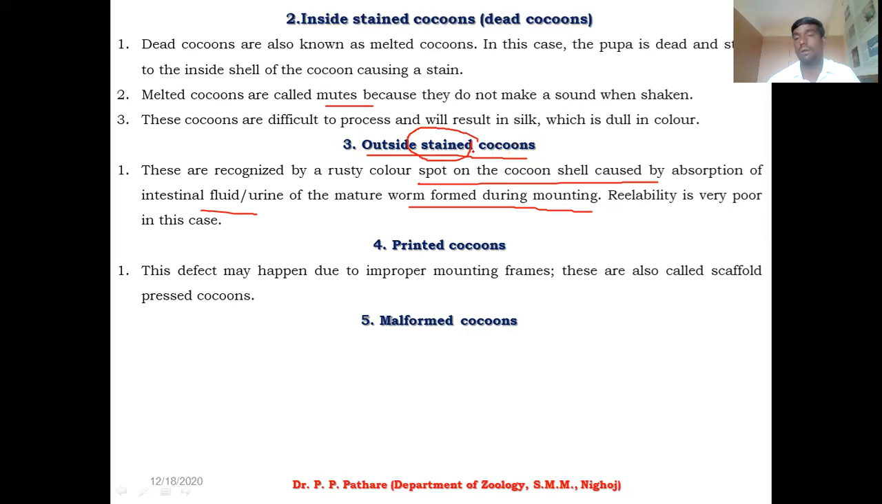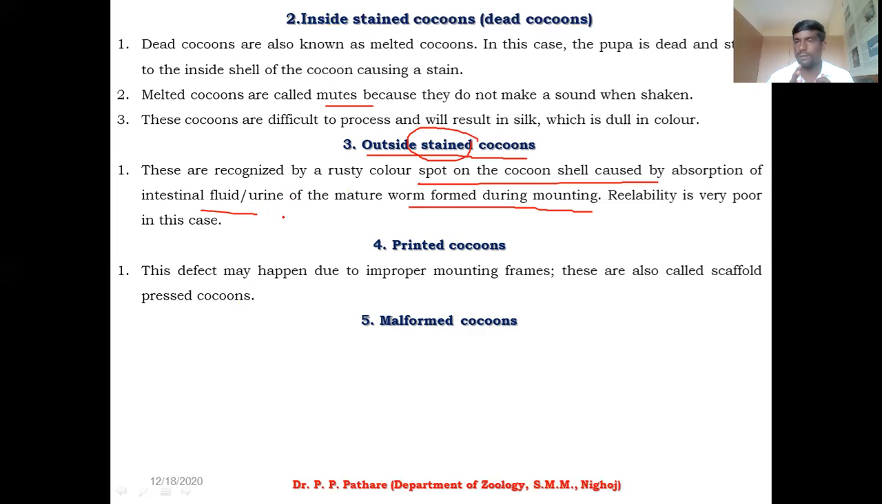Stain means colored. The reelability, or unwinding, is very poor because the hardness of the cocoon is lost because of this fluid material, urine and intestinal fluid material. So they are very poorly reeled in the post-process of the cocoon.